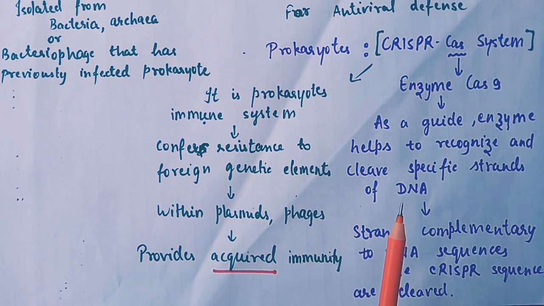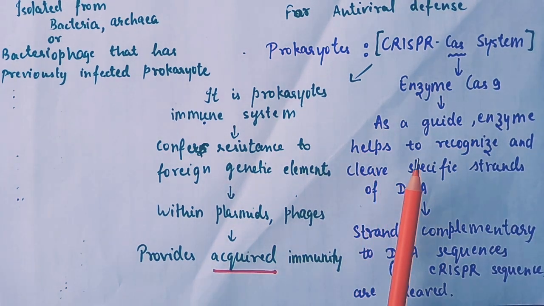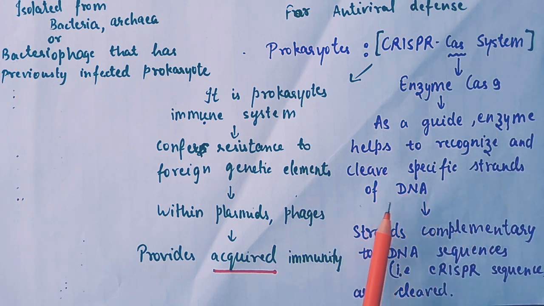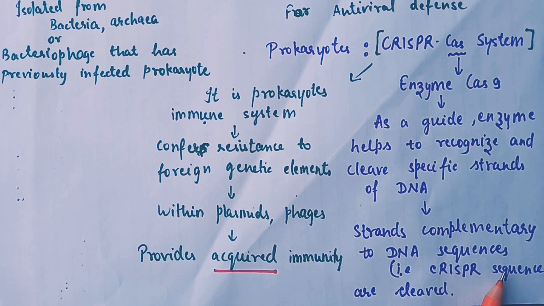Now the enzyme Cas9 acts as a guide. The enzyme helps to recognize and cleave the specific strands of the DNA, the strands which are complementary to the DNA sequences. DNA sequences that are complementary to the specific CRISPR sequence are easily cleaved and isolated.